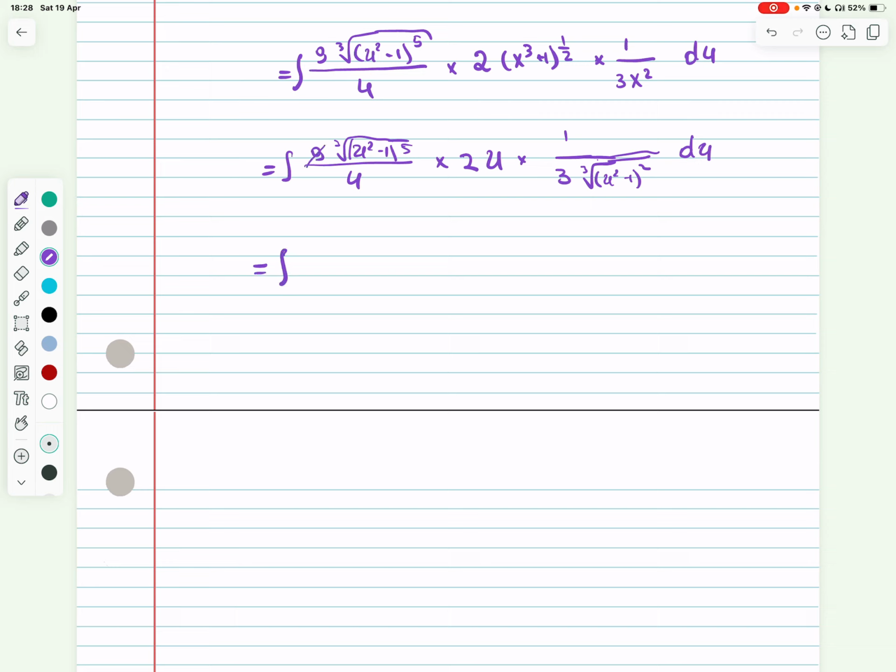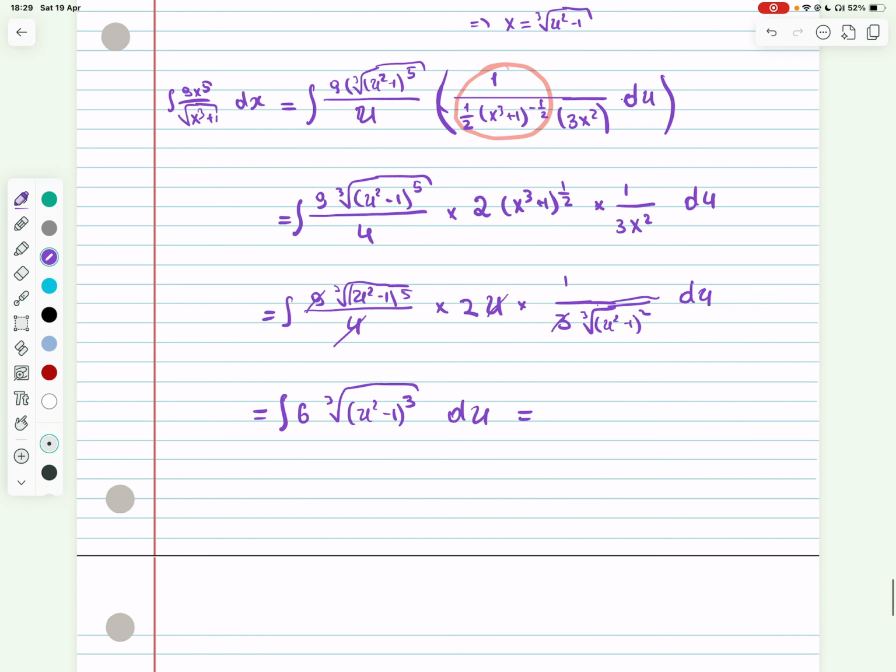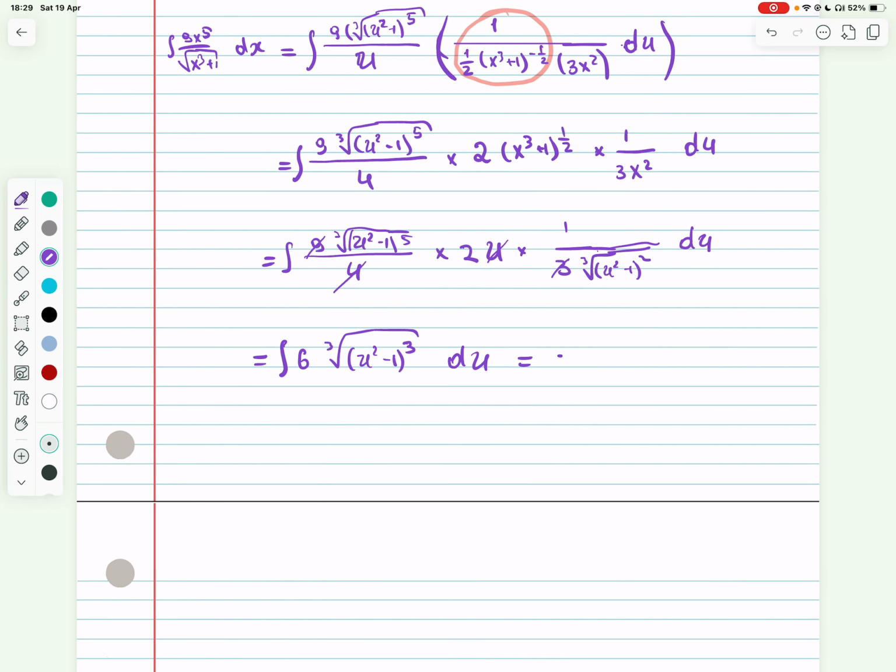Okay, so 9 and 3, that's the easiest thing to do now. Let's simplify this. There's a 3, u and u, let's multiply that 3 by 2 already, that's 6. The cube root of u squared minus 1 to the power of 5 divided by the cube root of u squared minus 1 squared simply gives us the cube root of u squared minus 1 cubed, which is the nicest thing we can ever have here after all these monsters. Then we just take the 6 out, and we end up with u squared minus 1 du.